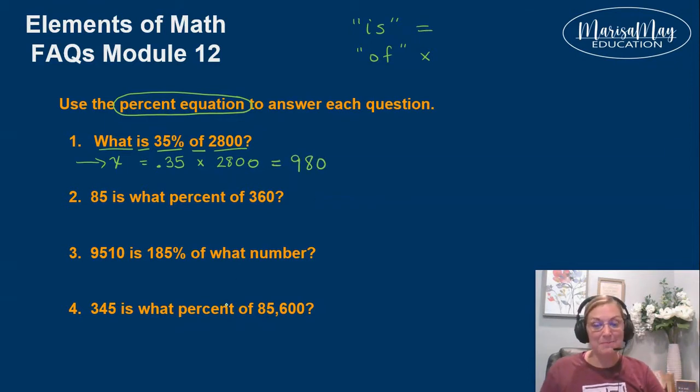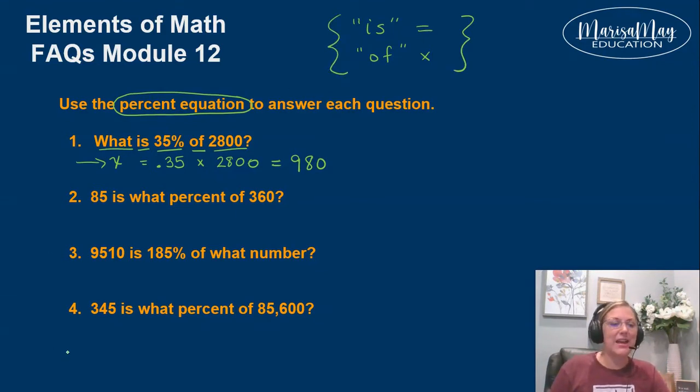Pretty simple, right? Now, some of you may have done the is over of and all of that. Most students get confused as to which one goes on top, which one goes on the bottom. That's why I use the is and the of, but I just translate into an equation.